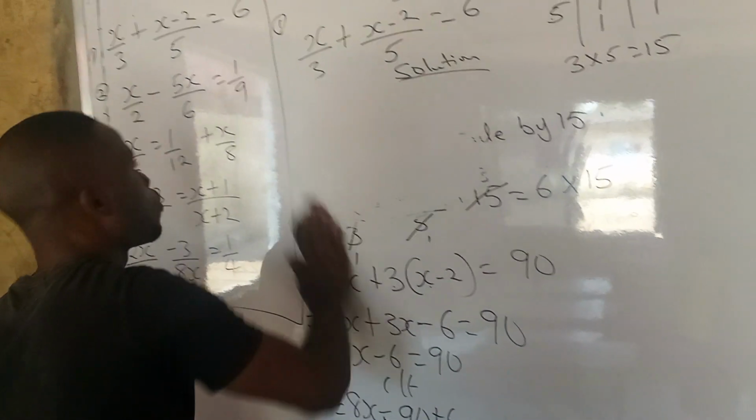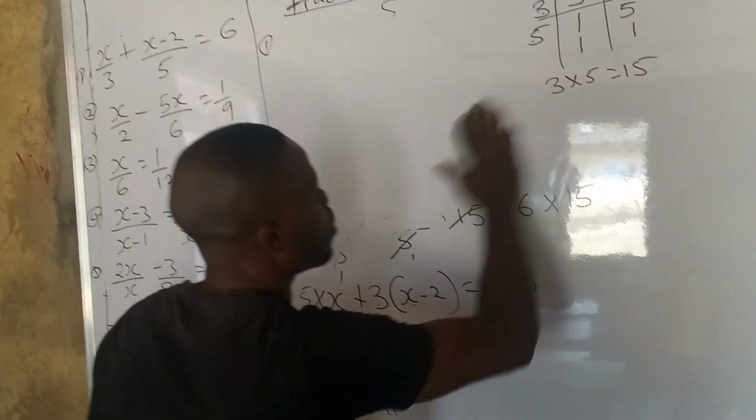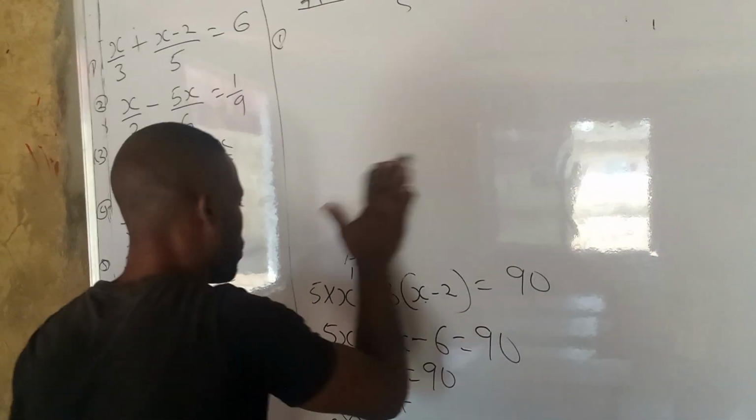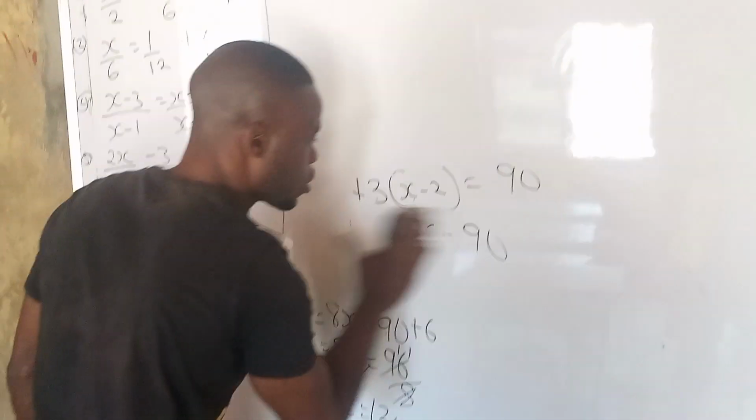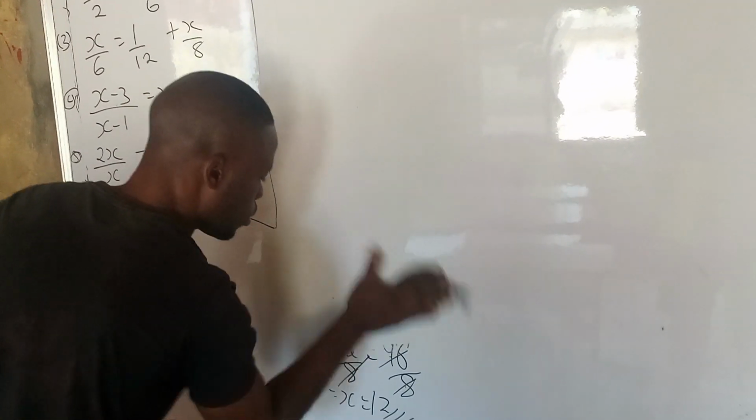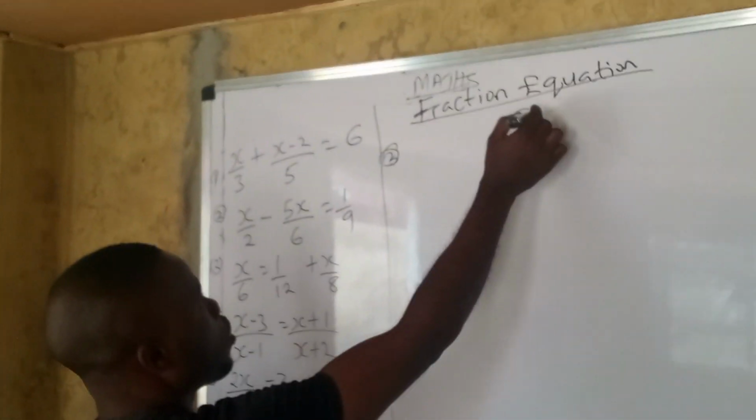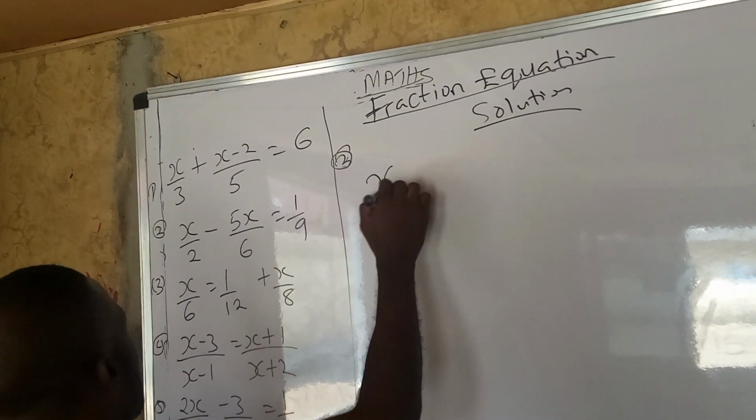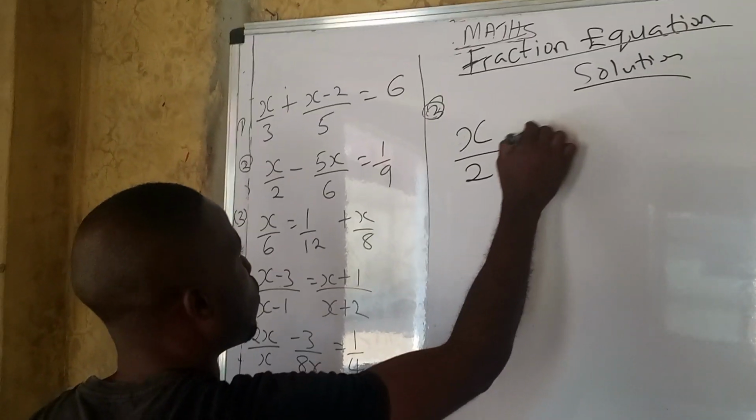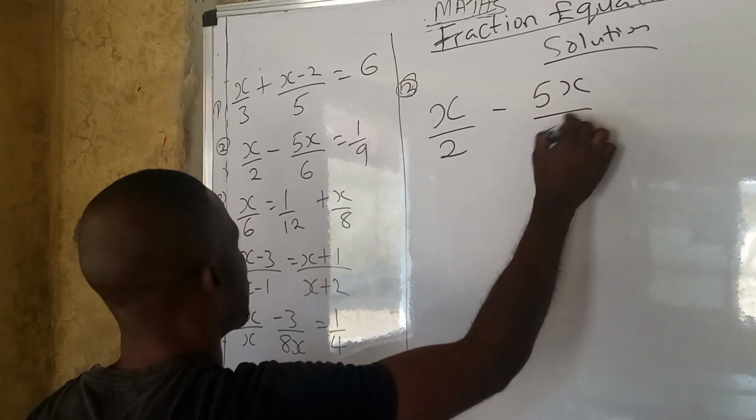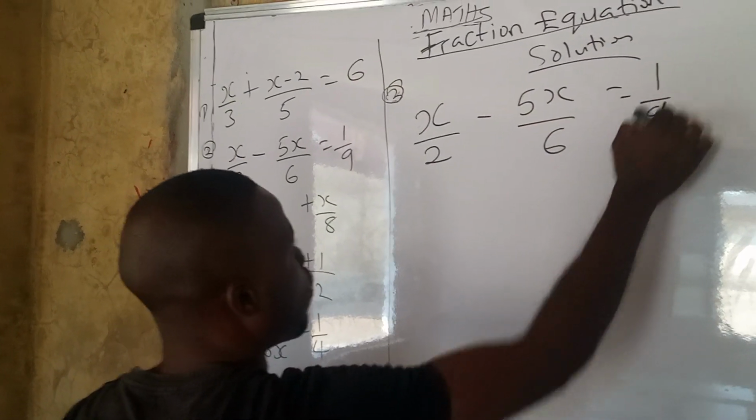Let's go to number 2. Question on this. Number 2, I believe you understand the number 1 question. Okay, number 2, we have a solution. X over 2 minus 5x over 6 equals to 1 all over 9.